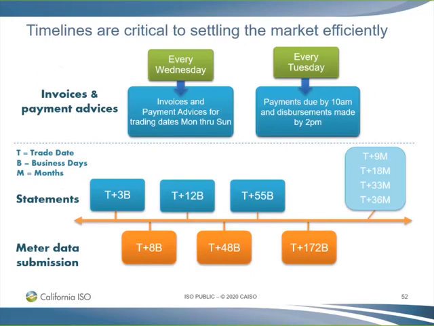So as it is right now, T plus 3, or the trade date plus 3 business days, is the first estimated statement that is produced by the reporting system. The next time this data will be processed for updates or changes will be at the T plus 12B milestone, which will include any meter data that was submitted by T plus 8B. There are also subsequent statements that are published periodically thereafter. There may or may not be adjustments to future settlement statements, but entities will only be responsible for the amount that changes from the previous settlement statement.